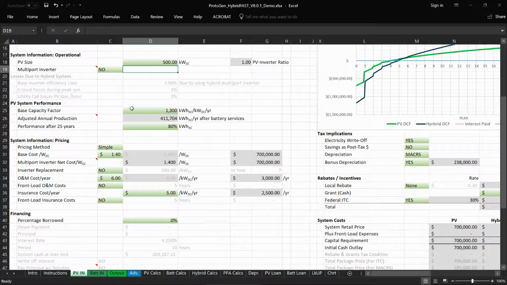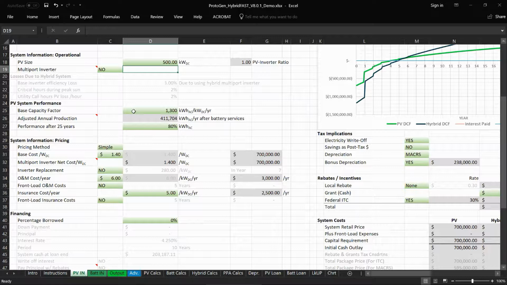So base capacity factor, this is where you would put in how much energy your PV system is expected to produce based on the size of the system. As we've mentioned, this isn't a design tool, and there's many different ways for you to get this number. We generally recommend using PVWatts, though some people may do it with PVsyst or some other analysis software.